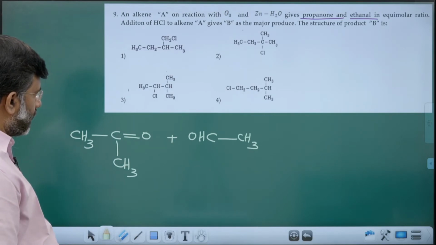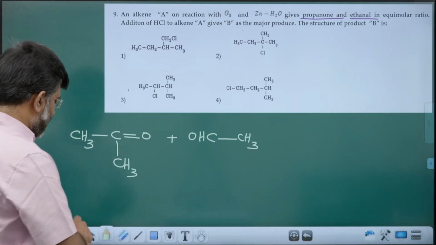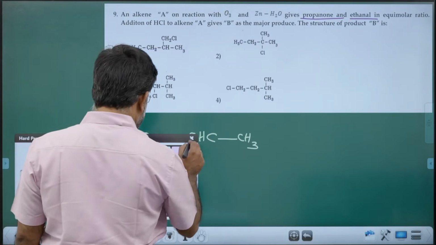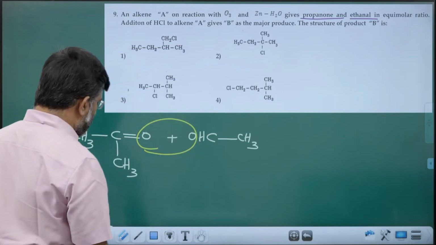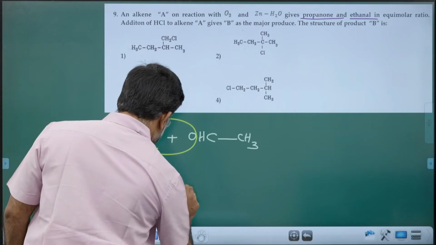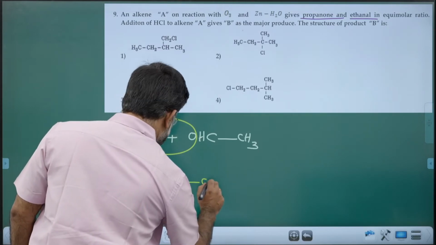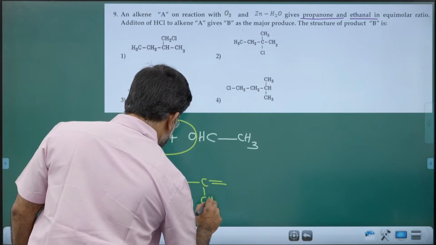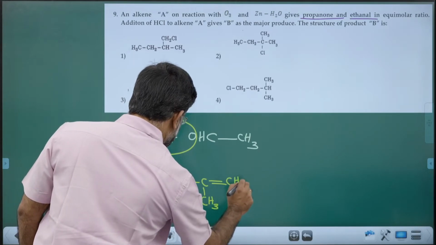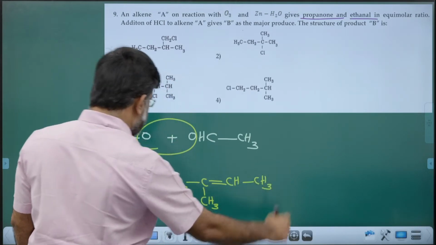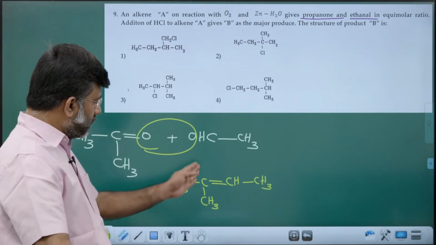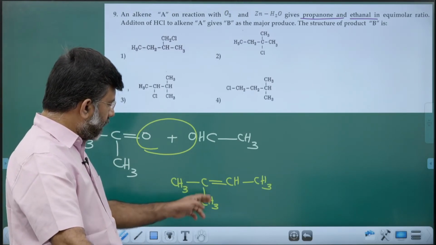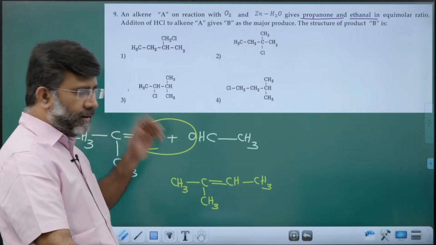So what is the alkene? Very simple to understand. What you need to do is just remove the oxygens and join with a double bond. The alkene is CH3, C double bond, CH3, CH3, that is 2-methyl-butene. This is the alkene which upon ozonolysis breaks here, and you get acetone and ethanal.